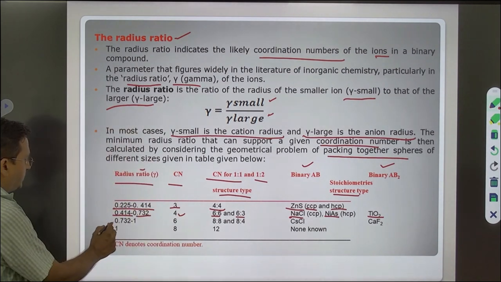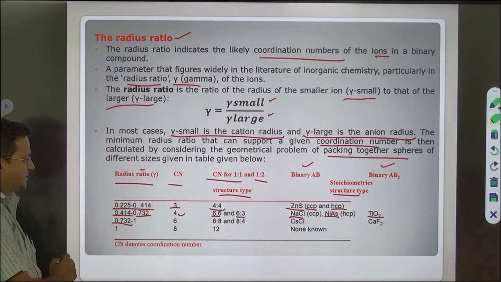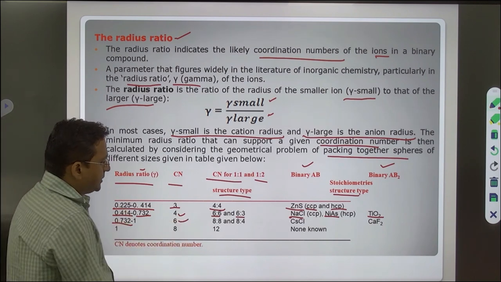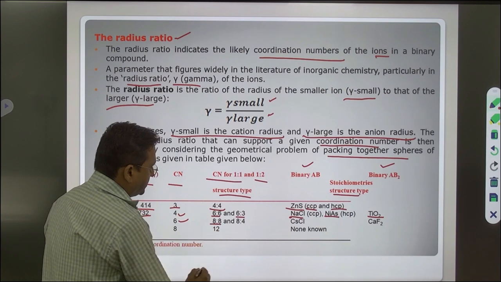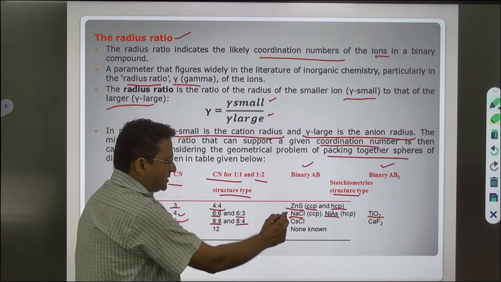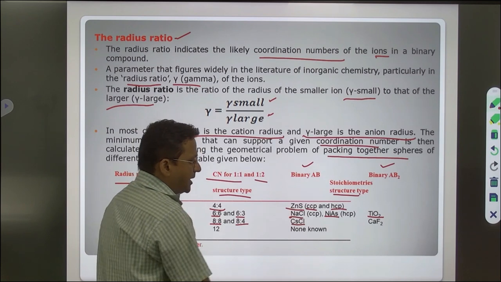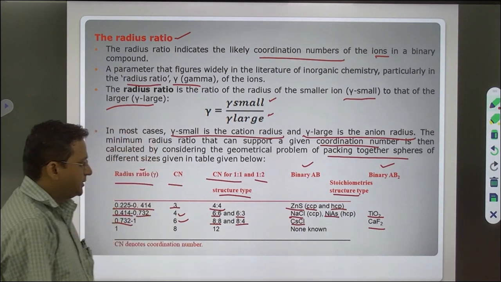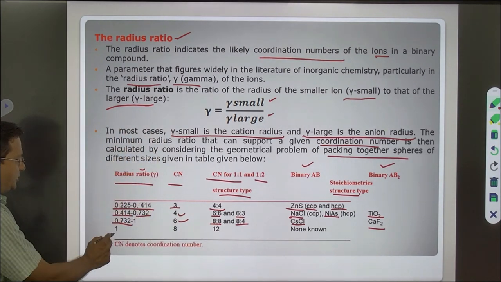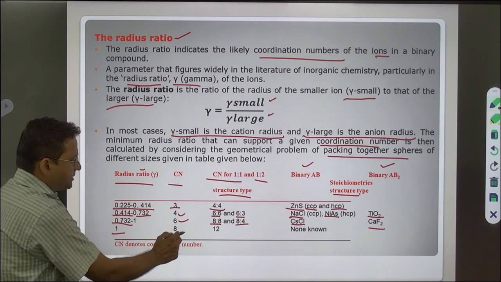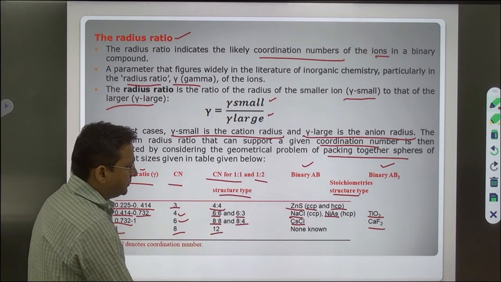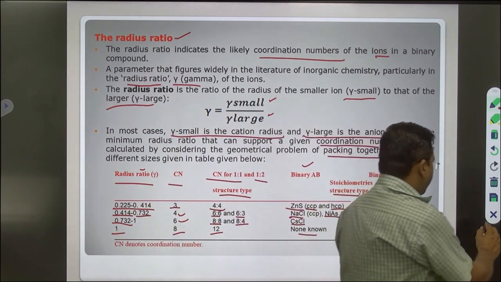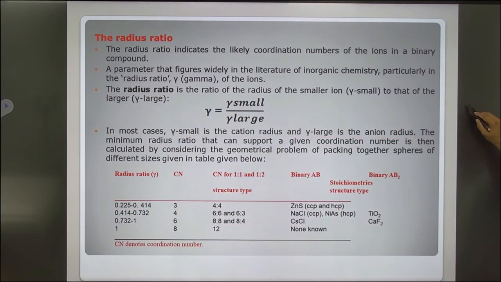And when the radius ratio is 0.732 to 1, the coordination number is 6, and the structure type is 8:8 and 8:4. It is cesium chloride, and for binary it is calcium difluoride. And when the radius ratio is 1, the coordination number is 8, the structure type is 12, and no compounds are found.